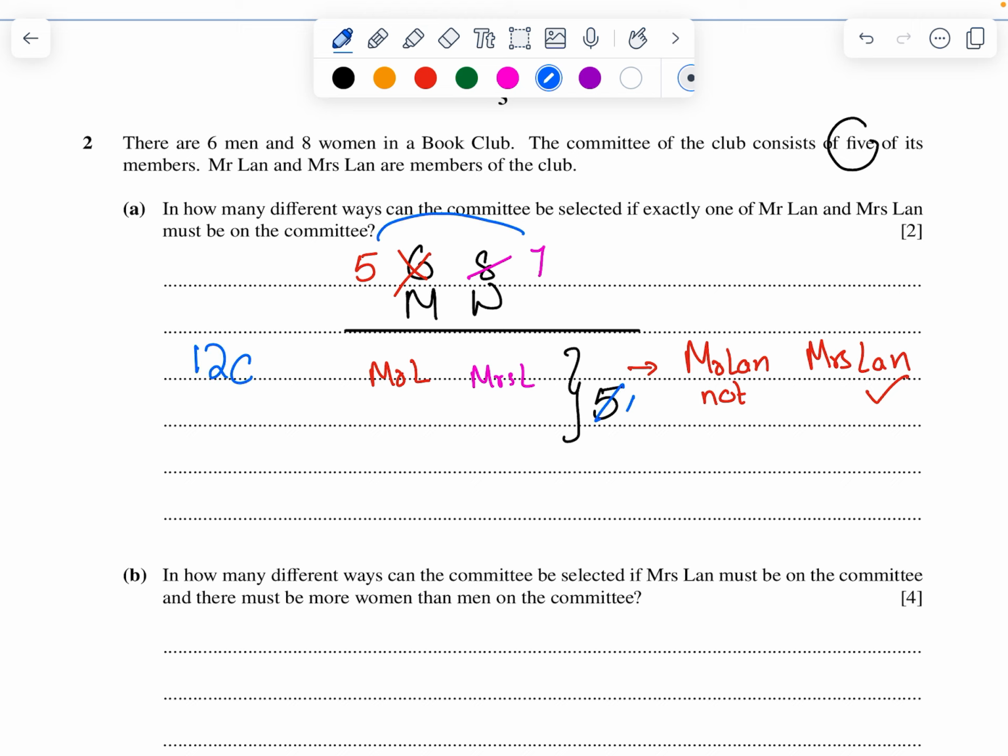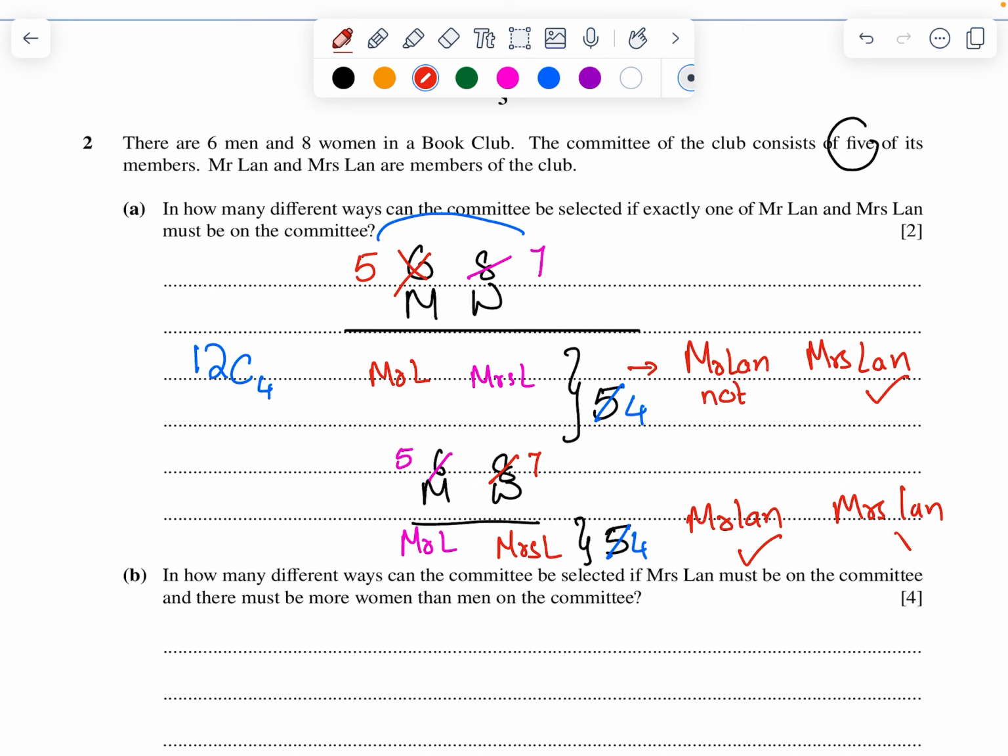If Mr. Lan is not there and Mrs. Lan is present, that is one case. Next time, again, I have 6 men and 8 women. Now this time Mr. Lan is present and Mrs. Lan is not present, so the 8 women will become 7. Of the 5 members, one is already selected, so only 4 members are to be selected. Mr. Lan present and Mrs. Lan not present, so again it is 12C4. 5 plus 7 is 12, and 12C4.